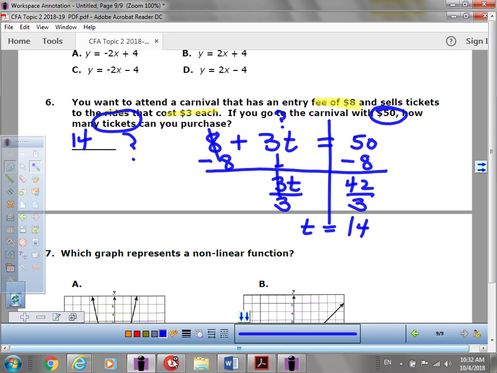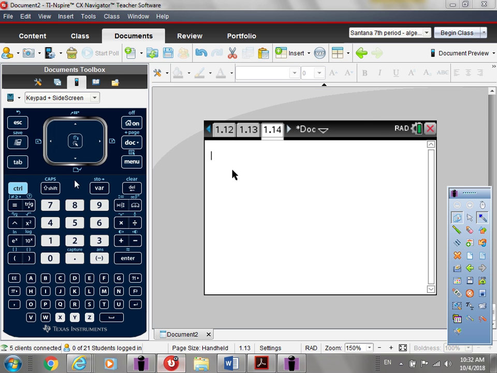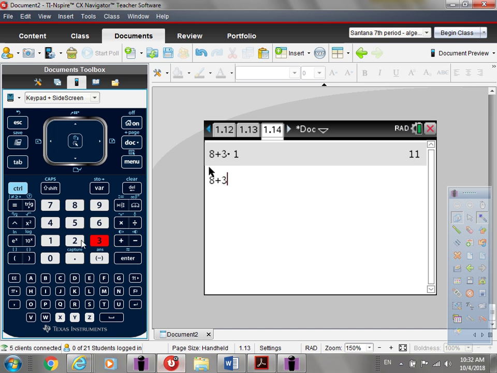Now, guys, if you didn't know how to do that, if you're like, I don't get the algebra part, then you could have said, well, 8 plus, I know they're $3 each, let me try one. Can I buy one ticket? Okay, you can buy more than one ticket, because remember, you have $50. So then I would do it again, 8 plus, and I would try times 2 tickets. Okay, I still can buy more. So again, you would just literally do trial and error, like I call it guess and check. You're guessing, checking, until you find one.